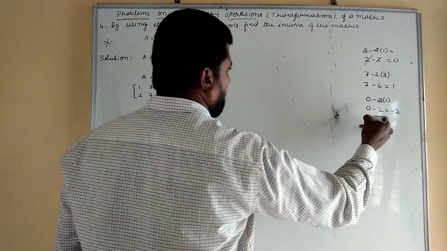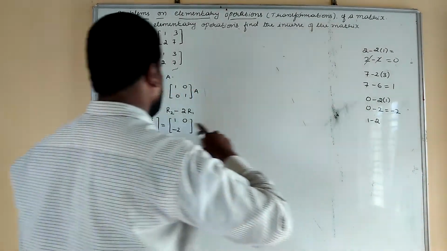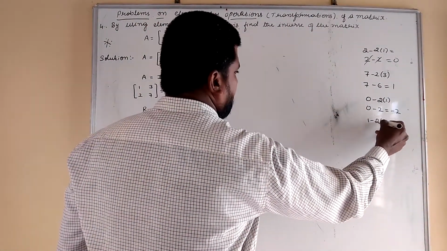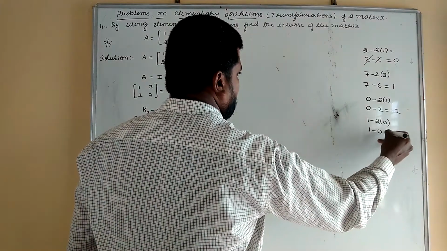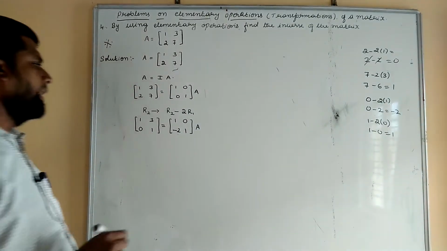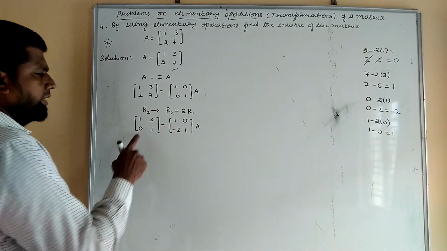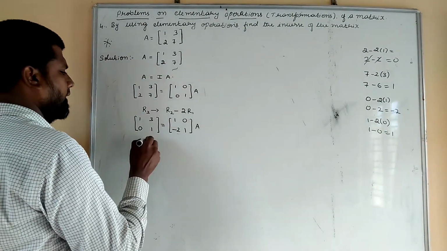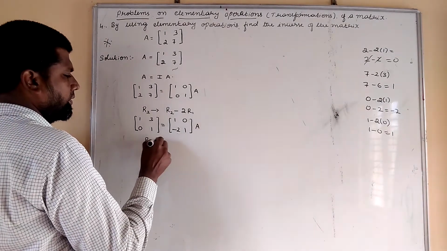1 minus 2 into 0, so into 0, then 1 minus 0 is 1. You got 1 here, so into A. Now let us change, so we got the second row as 0, 1. Now let us go for the first row.